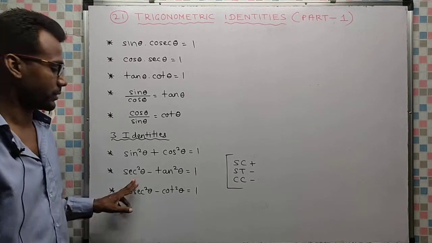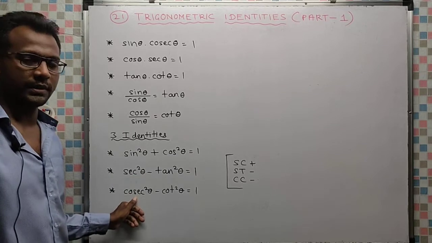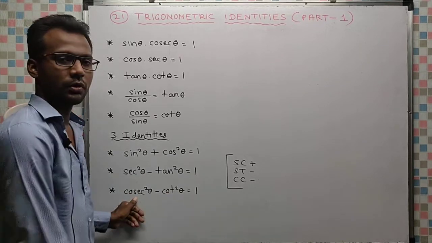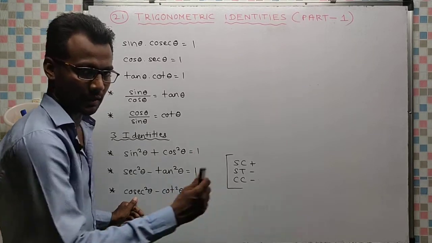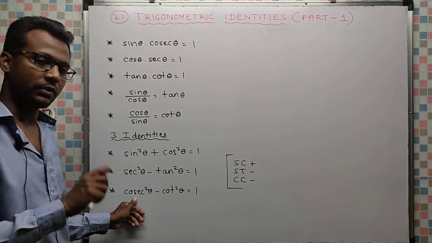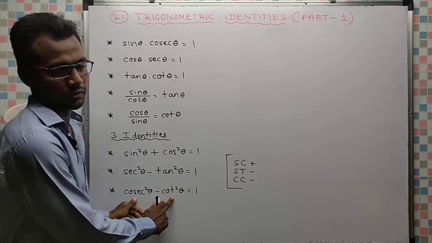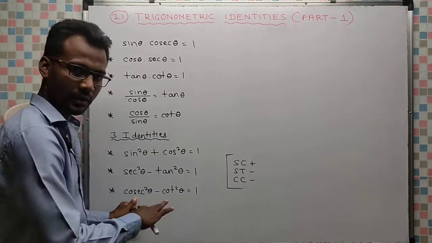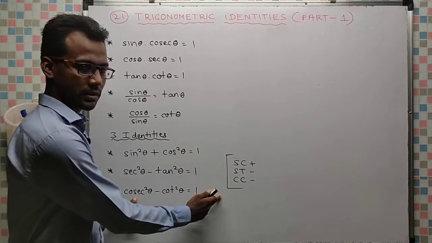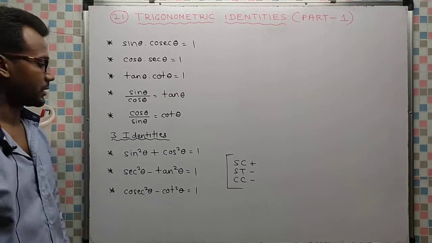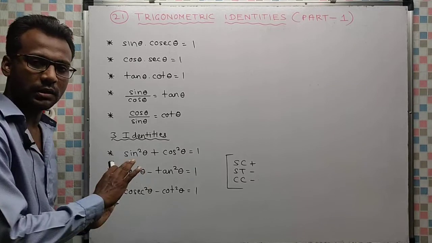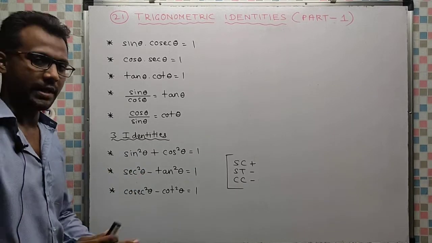You can substitute. Similarly, simply cosec square theta is 1 plus cot square theta, taking this minus cot square theta to the right. Similarly, what will be simply cot square theta? Take this minus cot square theta to the right and 1 to the left. You will get cot square theta is equal to cosec square theta minus 1. So these three will give the remaining identities.